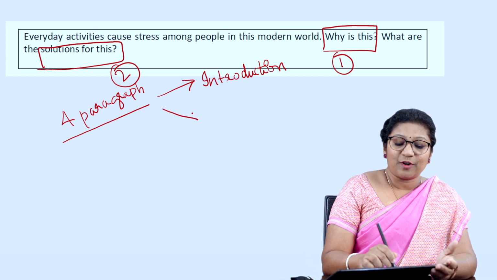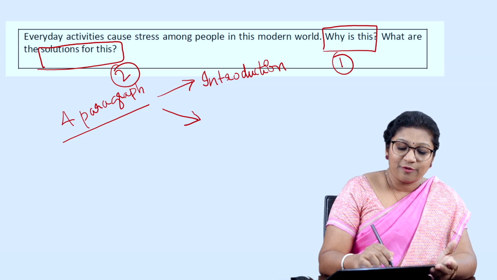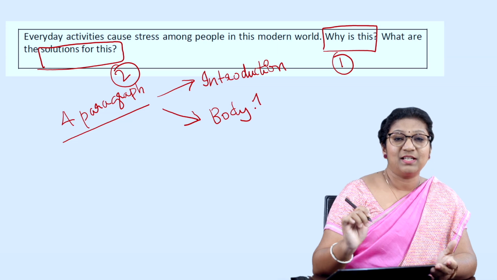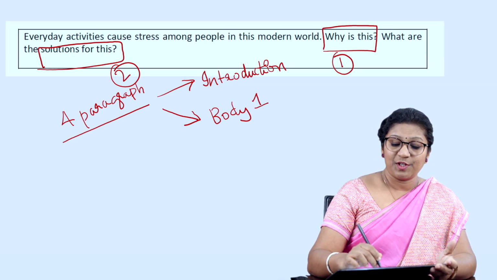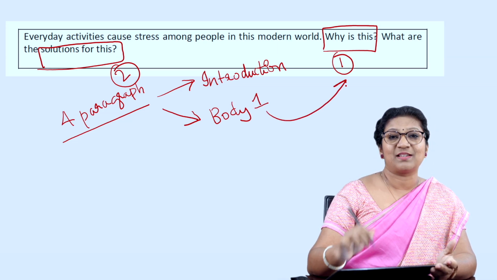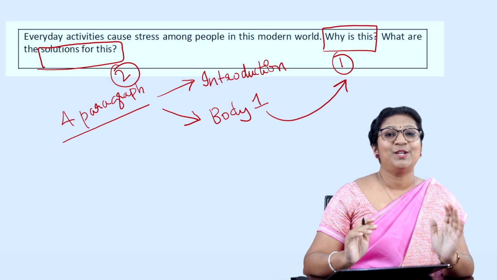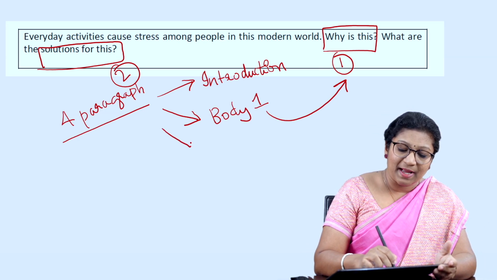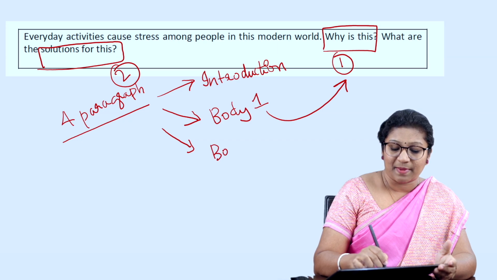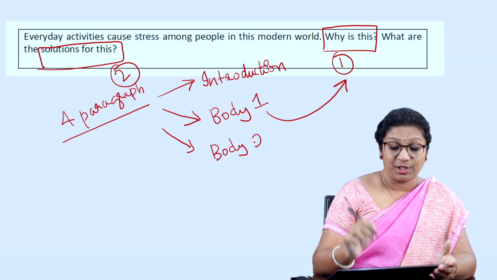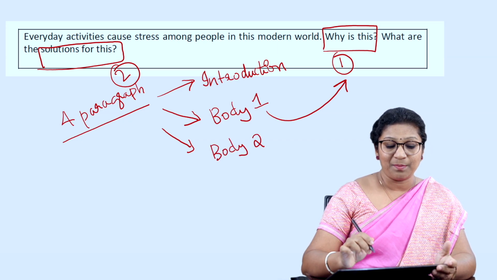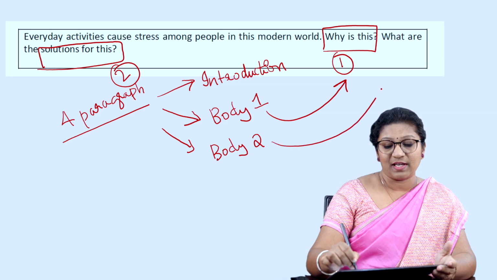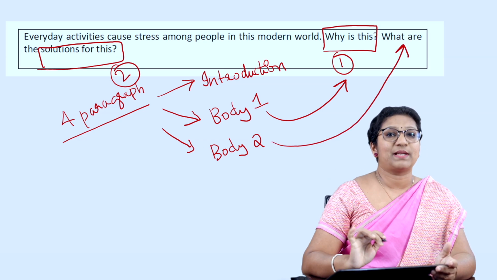The paragraph following the introduction will be your first body paragraph, and remember, your first body should always answer the first question. Do not change the order. Now the third paragraph will be your second body paragraph. So you have a body 2, and your second body paragraph will always answer the second question.